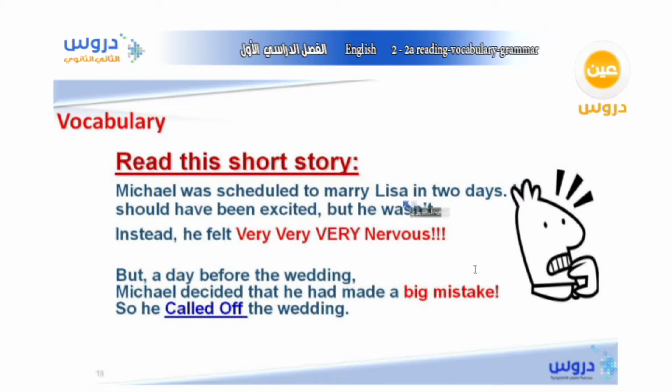Michael was scheduled to marry Lisa in 2 days. He should have been excited, but he wasn't. Instead, he felt very nervous. But a day before the wedding, Michael decided that he had made a big mistake. So he called off the wedding.